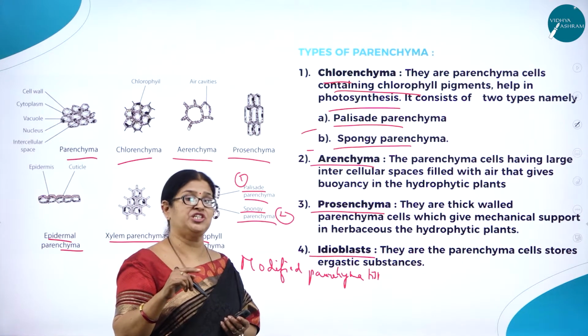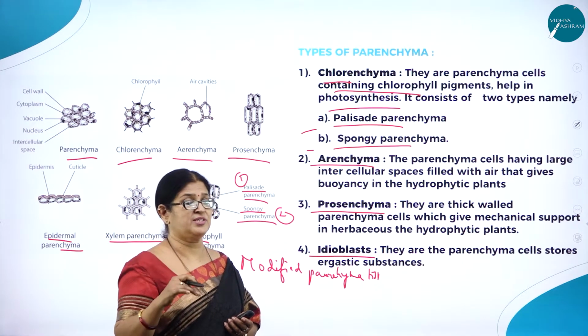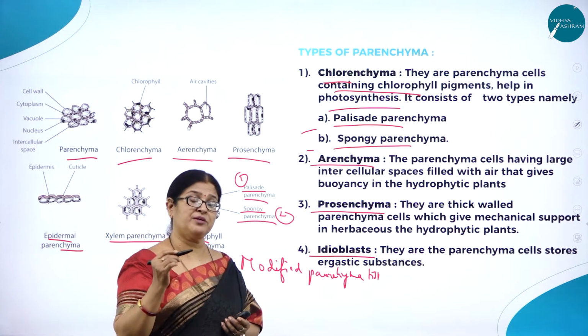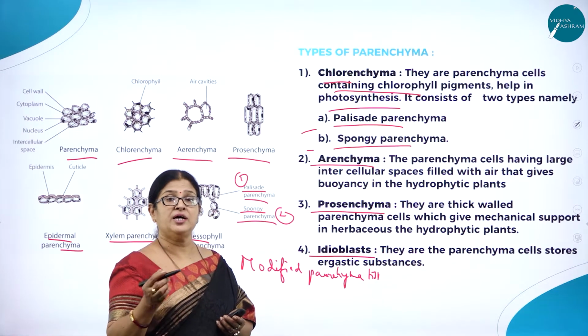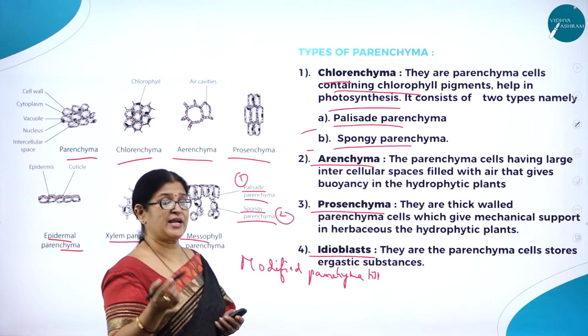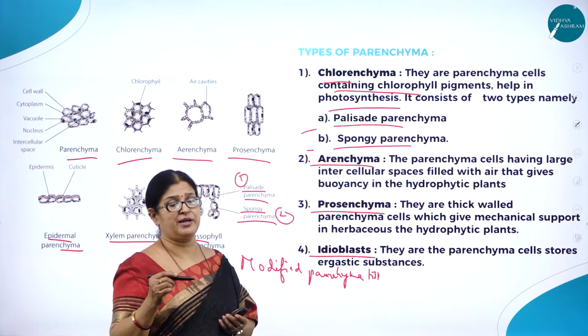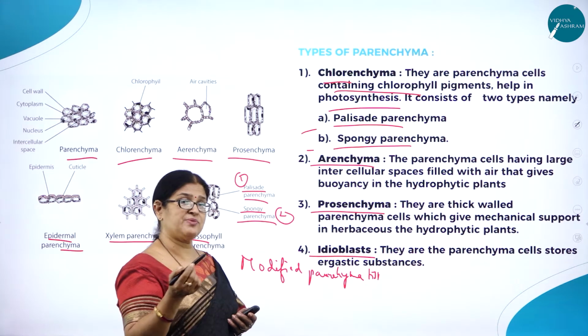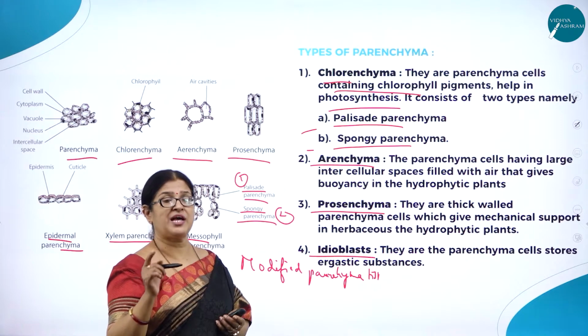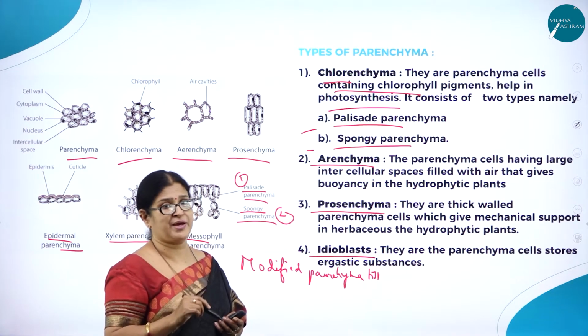That is also a very, very important point to differentiate a dicot leaf from a monocot leaf, other than the venation, other than the two surfaces. This also forms a very important basis for differentiating a monocot leaf from a dicot leaf. A dicot leaf will have both the types of chlorenchyma, that is the palisade as well as spongy. A monocot leaf will have only spongy parenchyma.